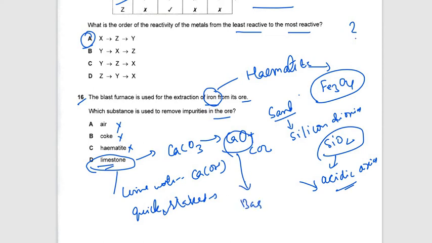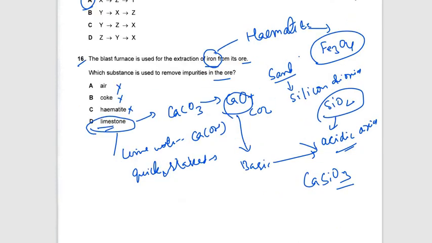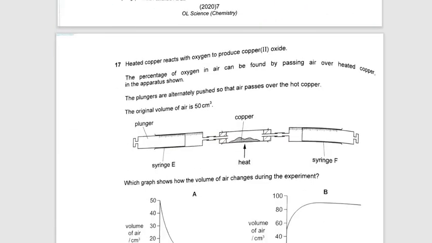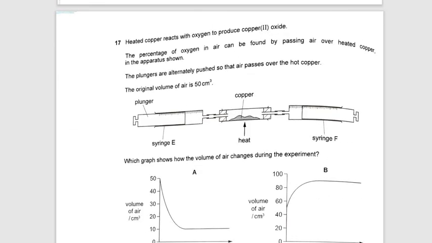Basic oxide will react with acidic oxide and form the slag, which is calcium silicate, and then it is going to float on the molten iron and you can extract it out. Now question number 17. It's a long question, let's read it thoroughly.